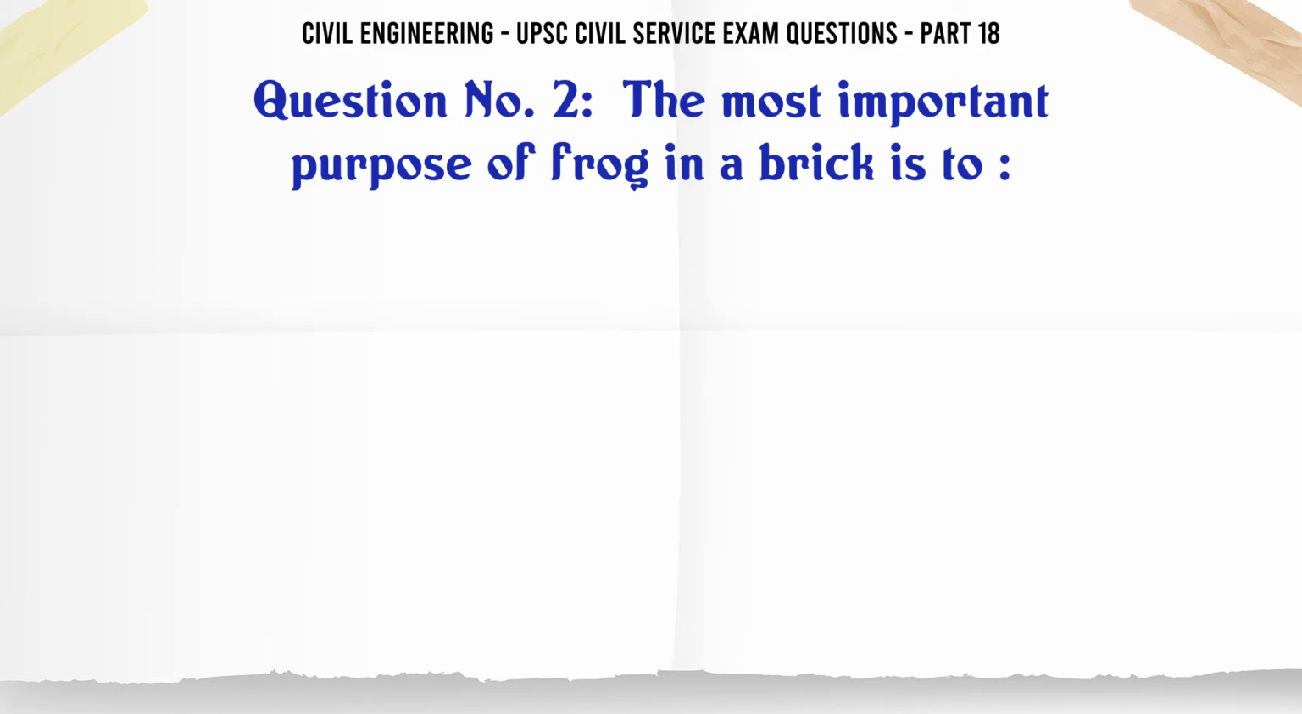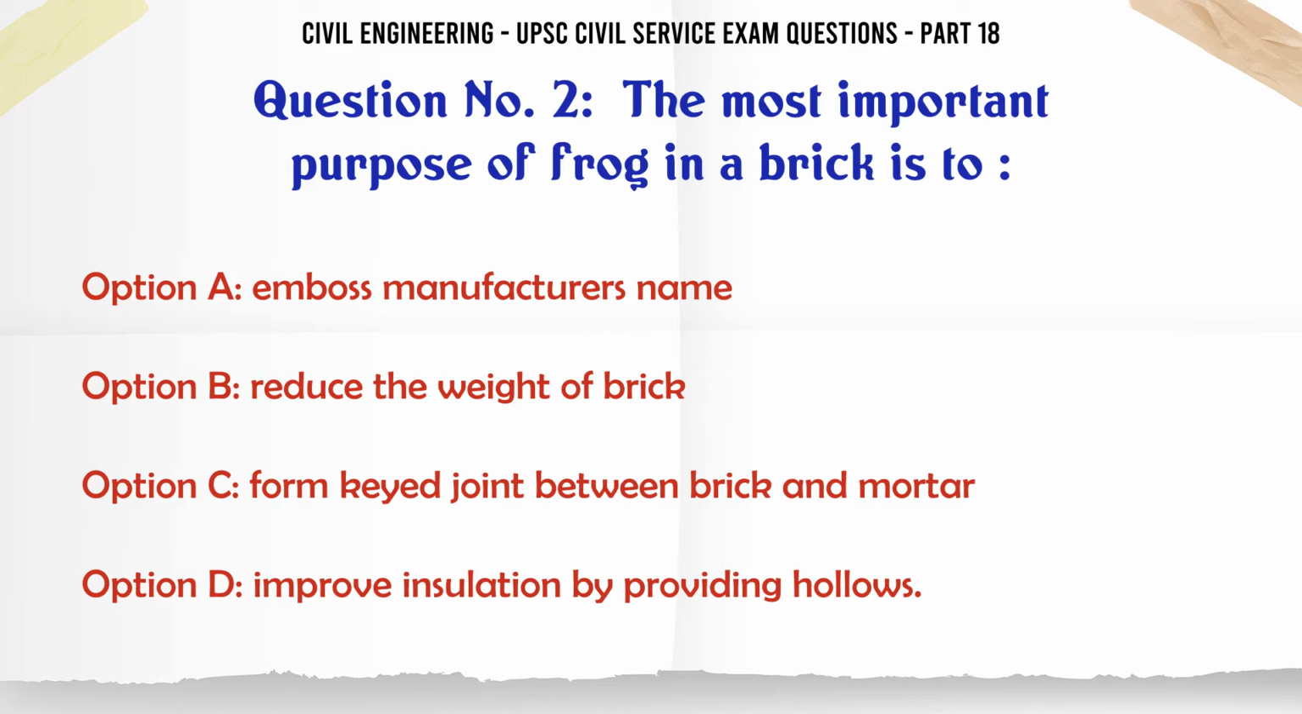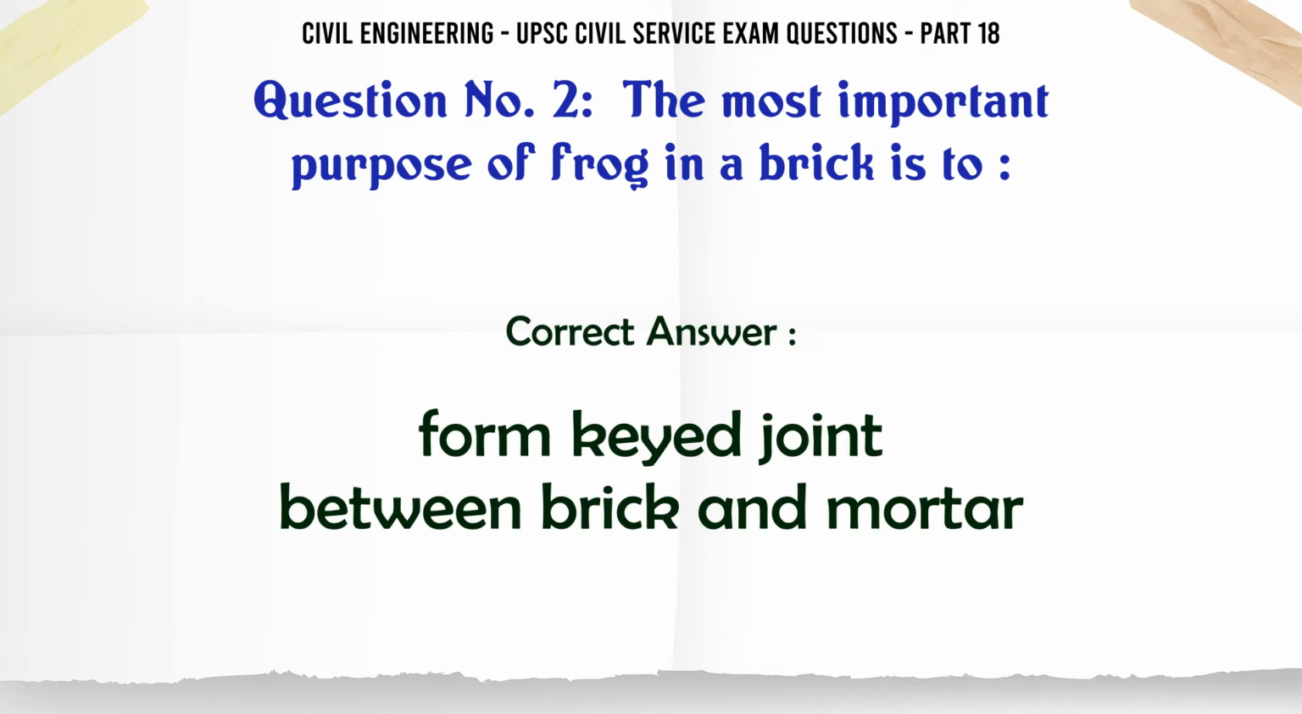The most important purpose of frog in a brick is to: A. Emboss manufacturer's name, B. Reduce the weight of brick, C. Form keyed joint between brick and mortar, D. Improve insulation by providing hollows. The correct answer is form keyed joint between brick and mortar.